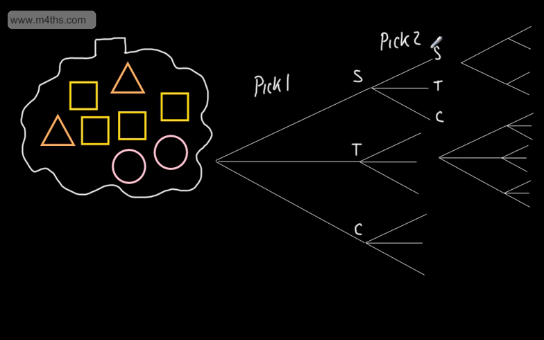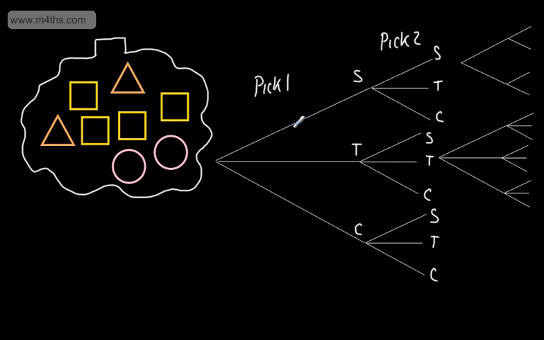So if I've picked a square, I can still pick another square. If there was only one of the other shapes, then we'd have to alter the tree diagram, but we've got enough to pick 2 from. So square, triangle, circle. Square, triangle, circle.